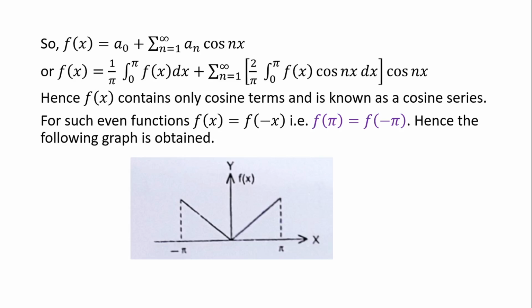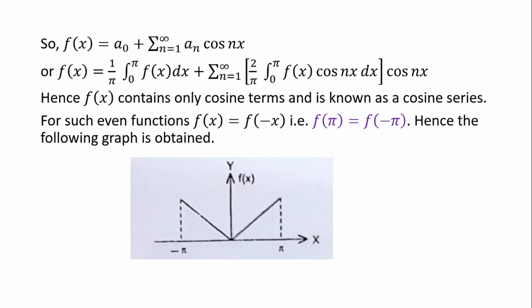But f of minus x is equal to minus f(x), since it is an odd function. So we have in the bracket two terms with opposite signs, that is integration 0 to pi f(x) dx minus integration 0 to pi f(x) dx. They vanish and the bracket value becomes 0. So a0 becomes 0. So this was the evaluation of coefficient a0.